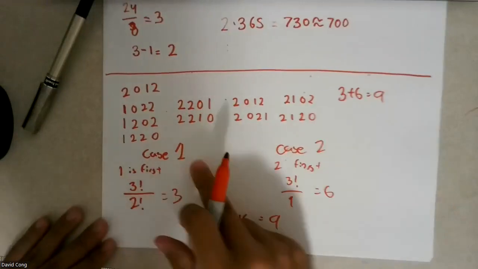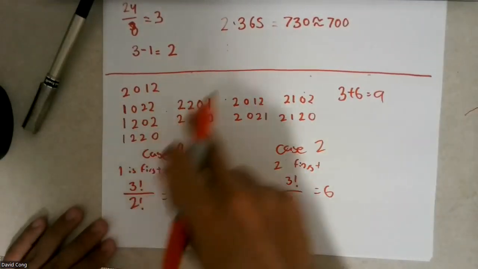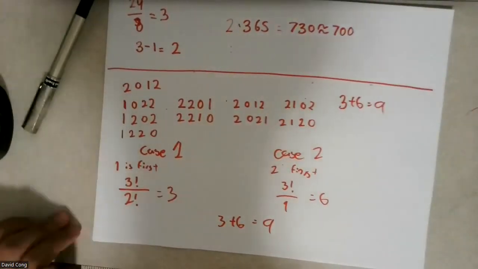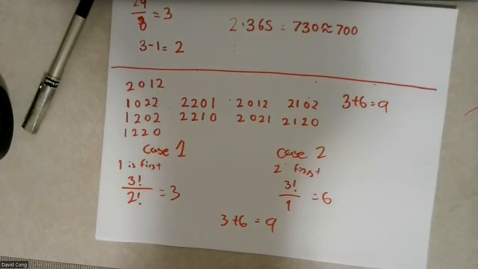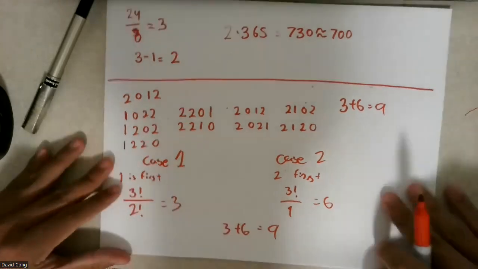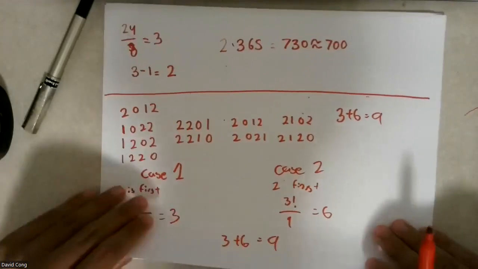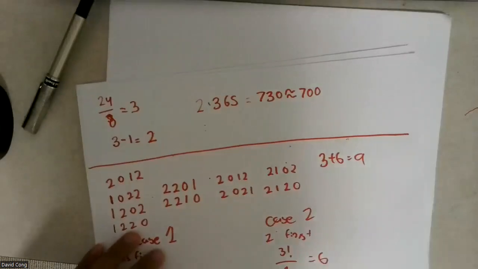If you understand combinatorics, do this, but this is perfectly fine. If you go this way, you're fine. You'll get it right. 3 start with the 1, 6 start with the 2. Total is 9. Okay, that's 1 and 2.